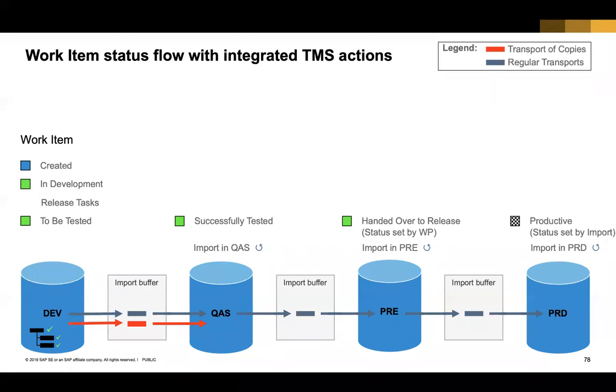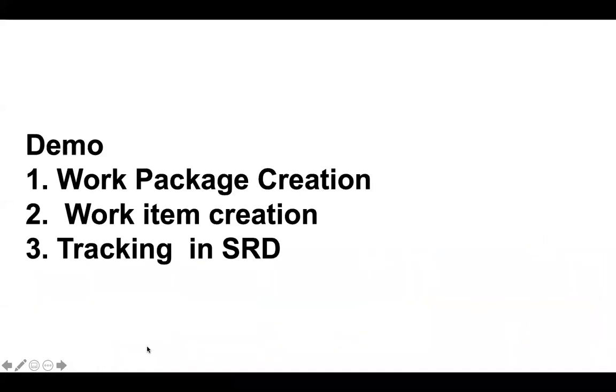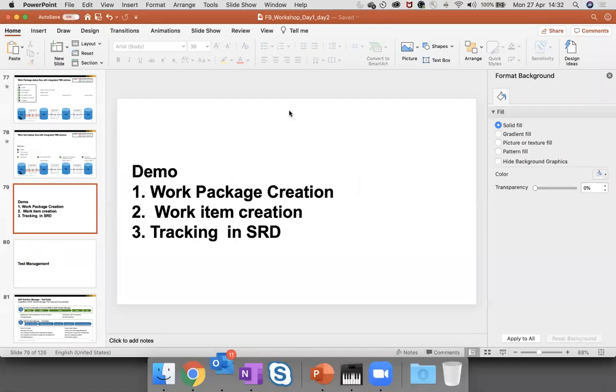Again, just to reiterate, the status of the work package defines where the transport is and what kind of movement happens, whether it is transport of copies or the actual transport. All right, let's just quickly go into the demo of work packages and work items. Let me pick up some questions before I jump into the demo.